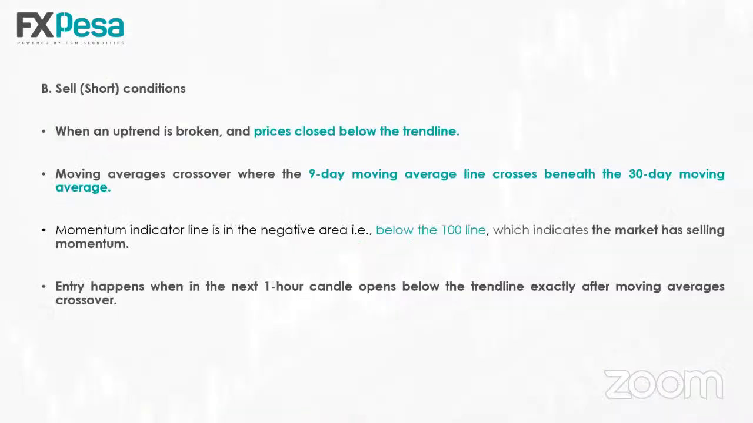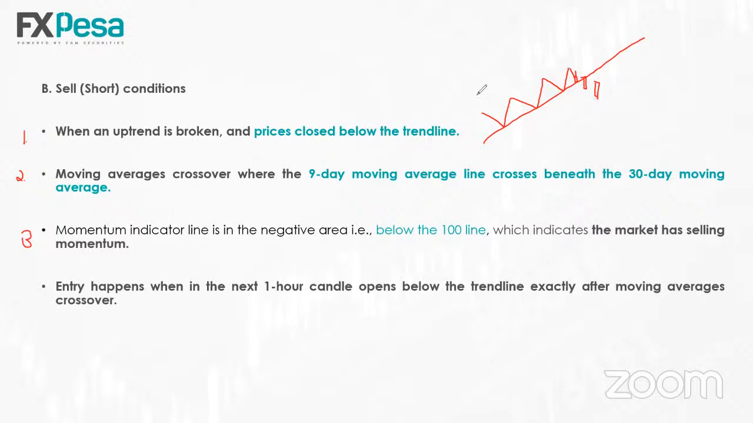And for a bearish setup for sells, again, our 3 conditions have to be met. In this case, wait for the uptrend to be broken. There's a trend line, 1 touch, 2 touches, 3 touches. Let the price break the trend to the downside.